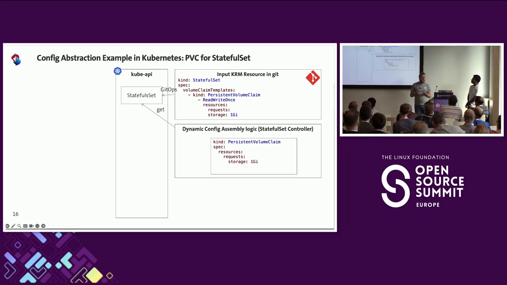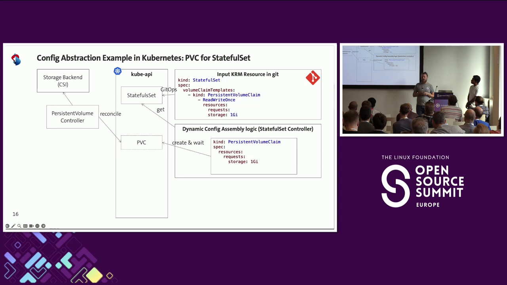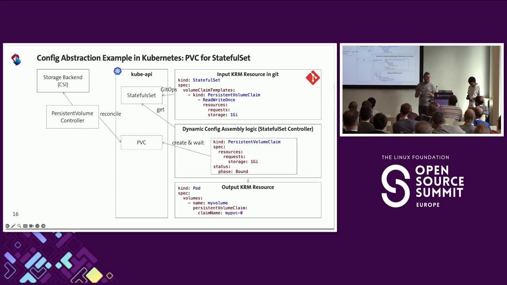It will create the PVC in Kubernetes. It will wait for the PVC to be reconciled. This PVC will be reconciled by the persistent volume controller, which asks the storage backend to create such a storage. It will reflect the state in the PVC, and only then will the StatefulSet controller be able to schedule its actual pod and run it or add it to the Kube API. So that's more or less how this is done in Kubernetes. It's very simplified, as said, but you can see it's already quite a dynamic approach, and GitOps is only part of it.